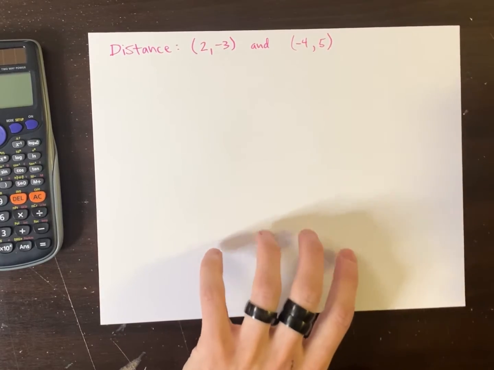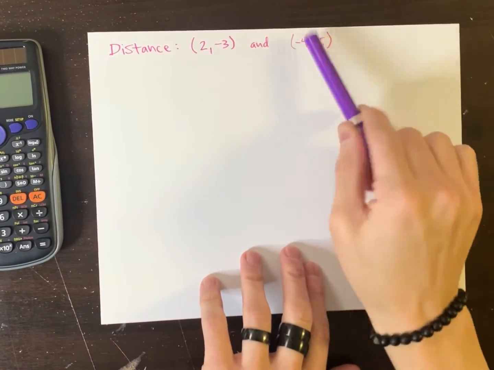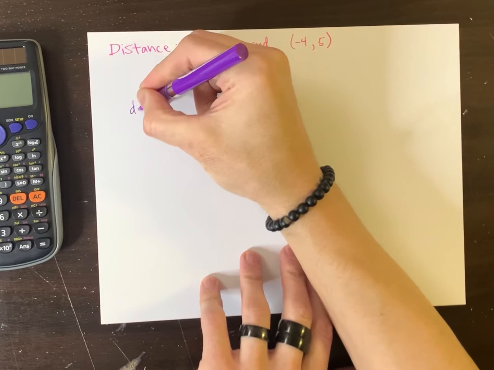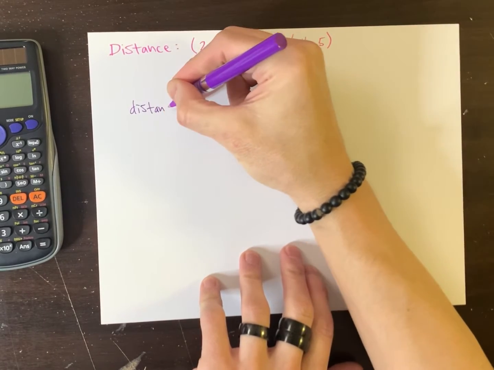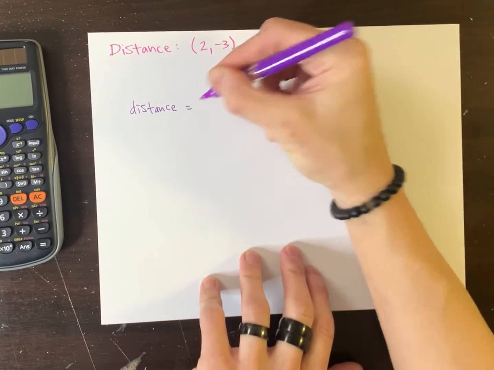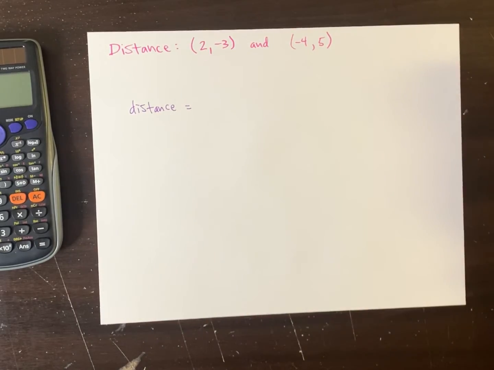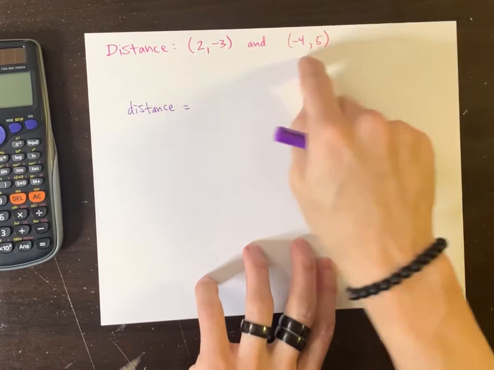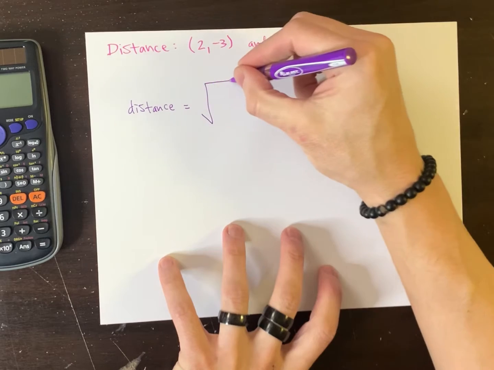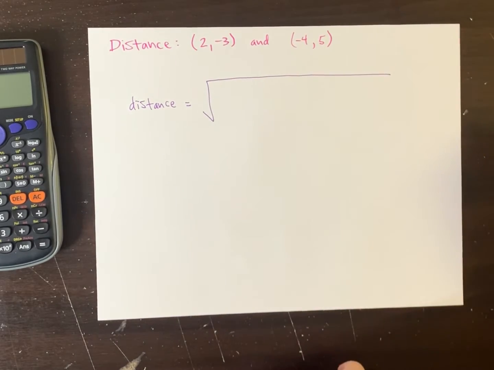Okay, suppose you wanted to find the distance between these two given points. So if you open up your book, they're going to give you a distance formula. It's going to have all kinds of crazy symbols and stuff. But here's what I always do. So if you want to find the distance between 2 points, always draw a large square root symbol.